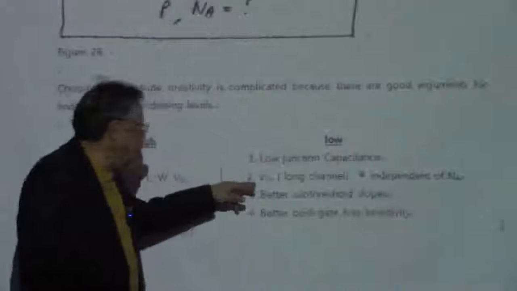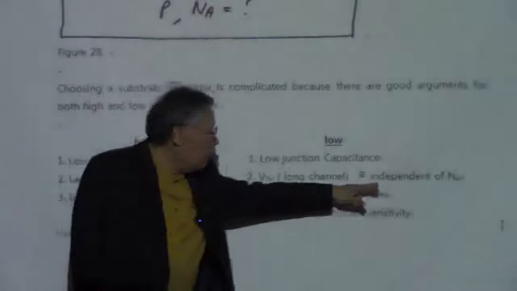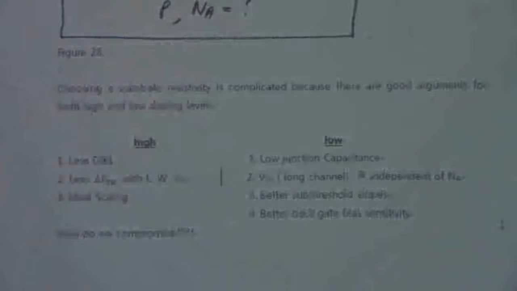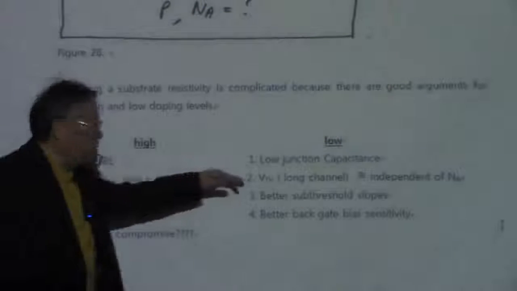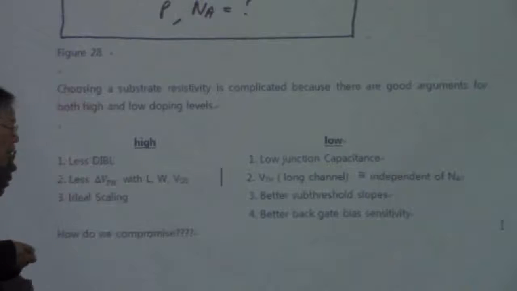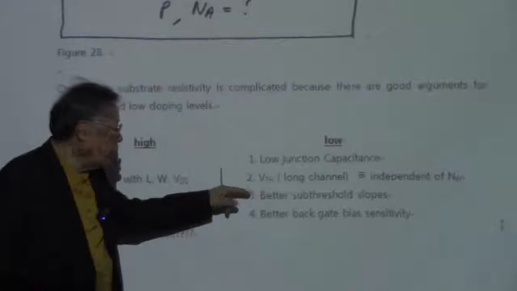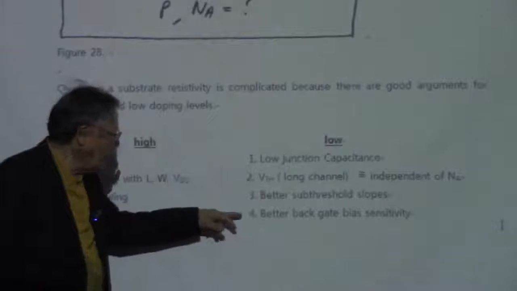Low junction capacitance. And then if you have a low doping level of the substrate, we're going to have an independent threshold voltage. Threshold voltage is not sensitive to the doping level as far as the doping level is low. And we have better sub-threshold slopes. We're going to talk about sub-threshold voltages, sub-threshold slopes later in the next chapter. And then we have better backgate bias sensitivity. Backgate bias is going to be discussed in the next chapter as well. Okay?